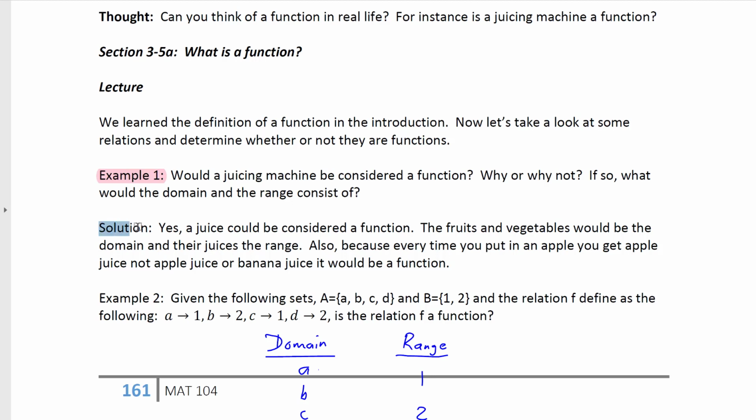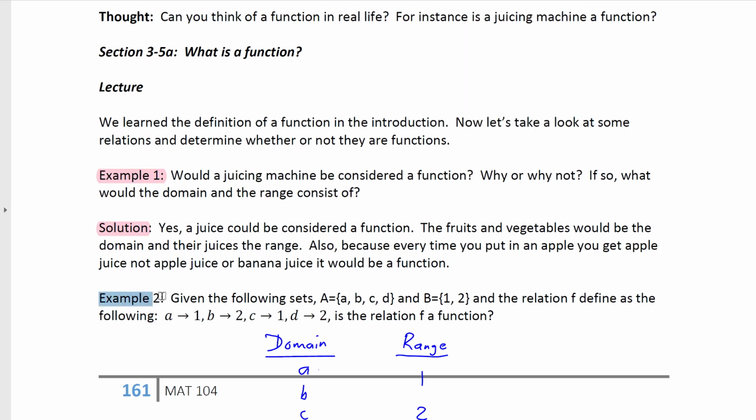And the solution says that yes, a juice machine could be considered a function. The fruits and vegetables would be the domain, the juice is the range, and when you put a fruit or vegetable in, you expect to get a very specific type of juice back out. Their example is if you put an apple in, you expect to get apple juice back out. Not banana juice, not grape juice. So an apple would go to apple juice, a carrot would go to carrot juice. One input would lead us to one output. We never have to guess at what might be coming out of our juice machine. We don't have to worry about multiple different kinds of juices coming out, assuming we're only putting one type of fruit or vegetable in to begin with.